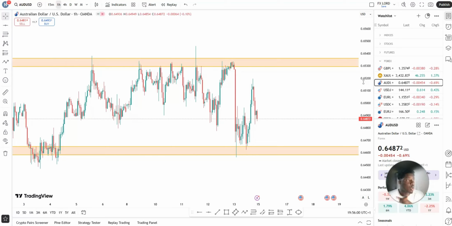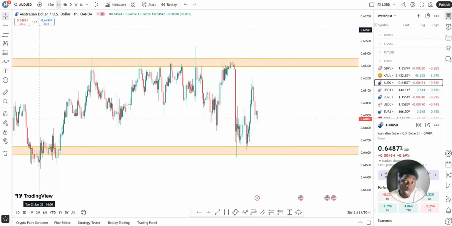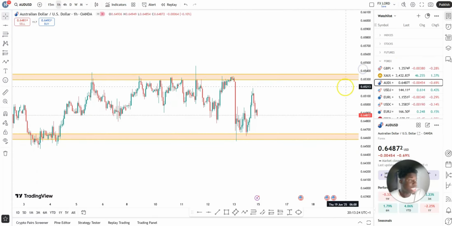And also NFP came out last week, and NFP made us $7,000. This is no joke. So AUDUSD was one of those pairs that made us cool money in the last 2 weeks.